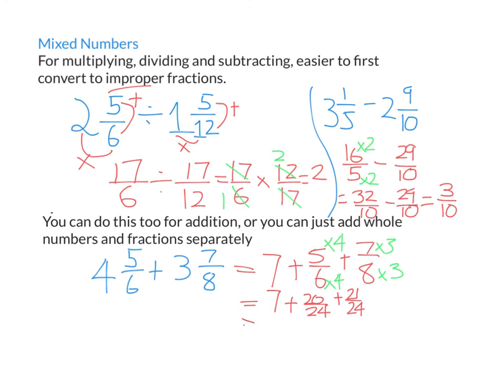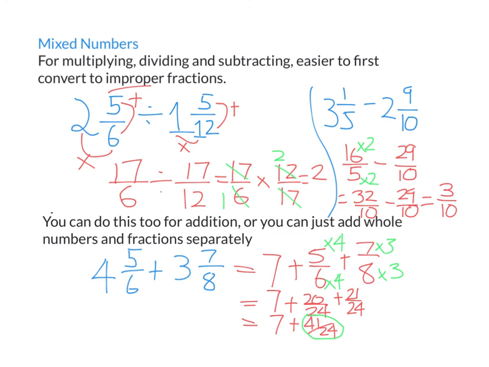So I'm going to leave the 7 alone again. 20 plus 21 is 41 over 24. Okay, but I can't have 7 and 41 over 24. You can't have a whole number and an improper fraction. So I'm going to convert this to a mixed number. I'm going to go the other way.